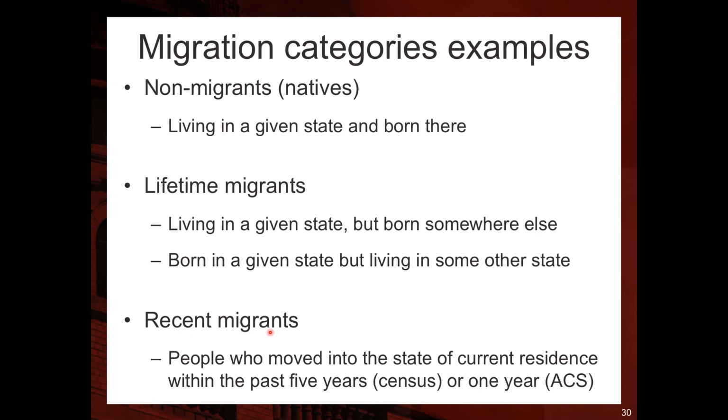And recent migrants could be categorized as those people who moved into the state of current residence within the past 5 years, if we are using census data, or within the past 1 year, in the American Community Survey. And for the past 5 years, we have this information from the census only up to 2000.